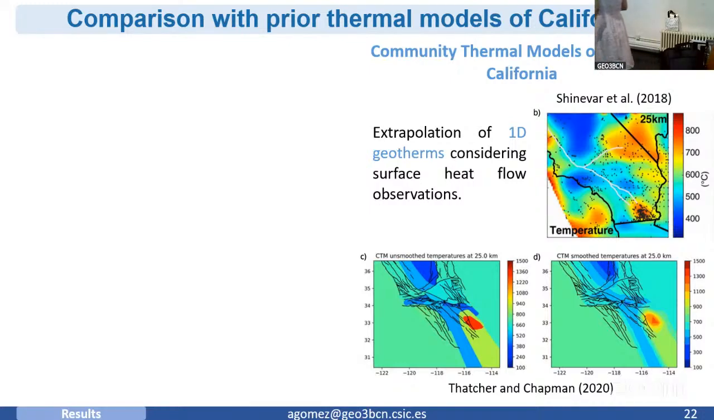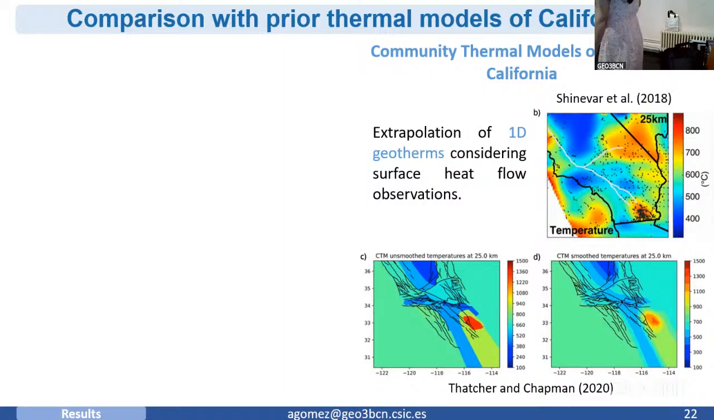In California, as I mentioned before, we have diverse community models that have been developed. One of these models is the community thermal model. So people might ask, okay, but you already have a community thermal model. Why are you developing a new model, right? And it's because you see here, this is one community model by Shinevar et al. 2018, and this is another community model by Thatcher and Chapman 2020.